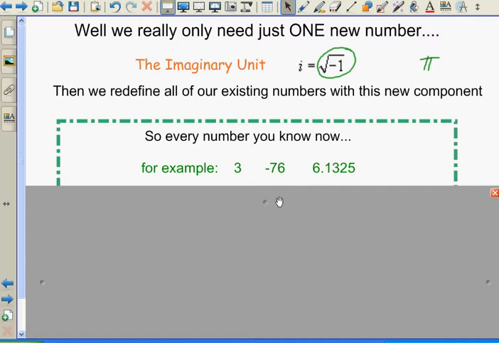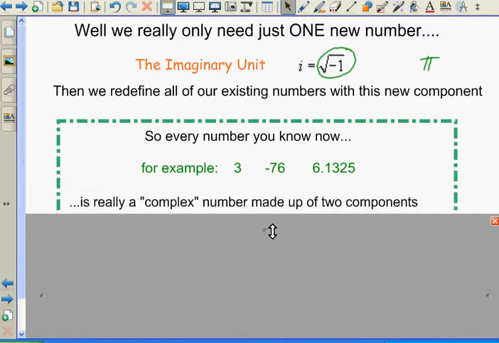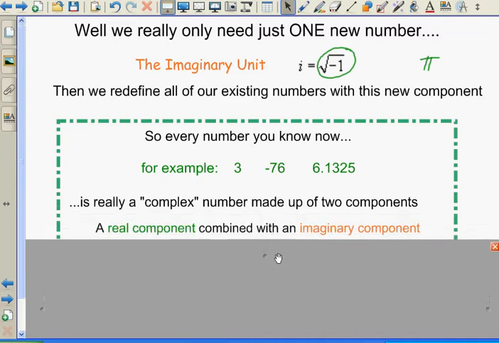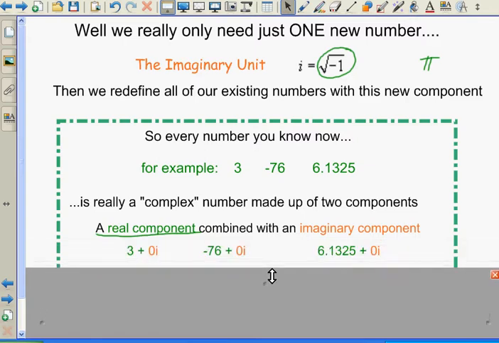know the number 6.1325. All of these numbers that you know now are really what we call complex numbers made up of 2 components. And those 2 components are, there's a real component and an imaginary component. It's just that you've only ever focused on the real component. You've never focused on the imaginary component. And that's because each one of these numbers, when I add on its imaginary component, has 0 imaginary component. These are normal numbers too. They're not imaginary at all. So they have an imaginary component of 0.